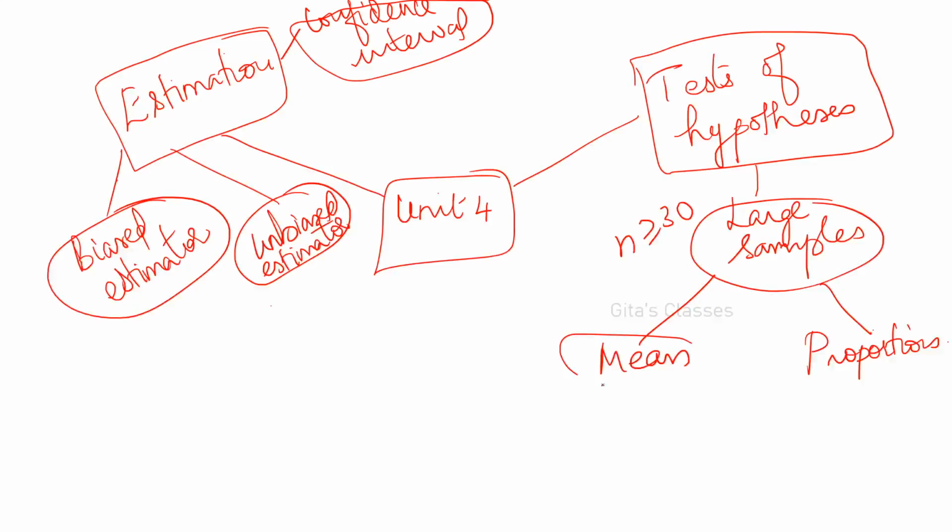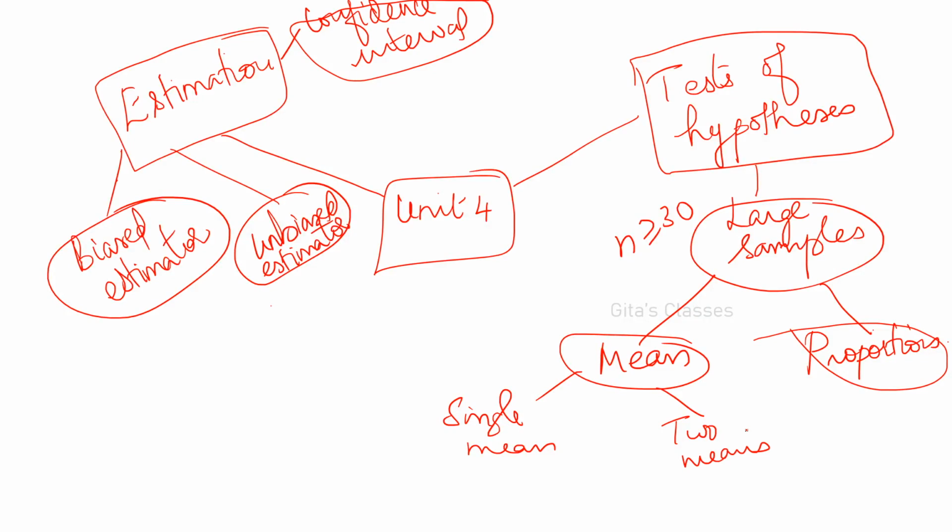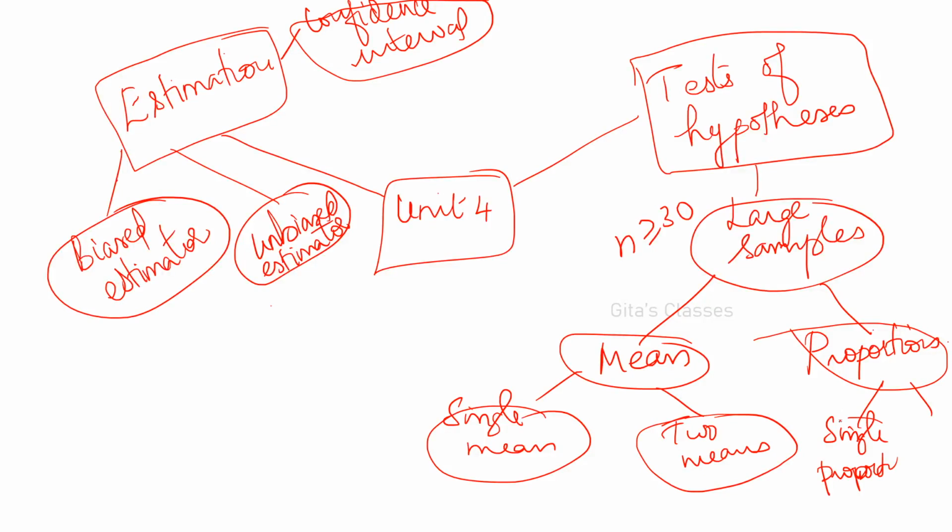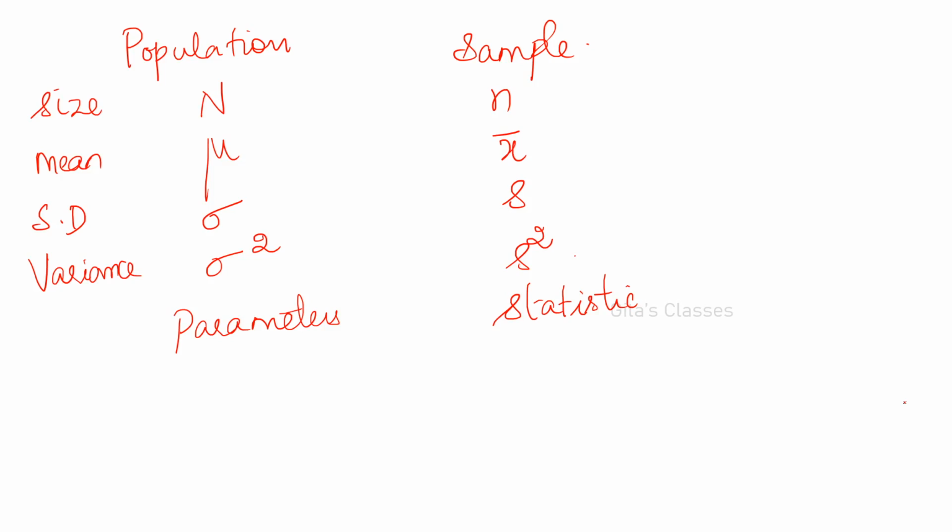In the mean you have 2, and proportion also you have 2. That is, single mean and difference of means or 2 means. We have different formulas for this, and for proportion also we have single proportion and 2 proportions. Okay, so that's all. Only 4 formulas you have to remember, only test statistics, and you know these z values also, so you need not worry about that at all. Even if the table is given or not, you know these values, right?